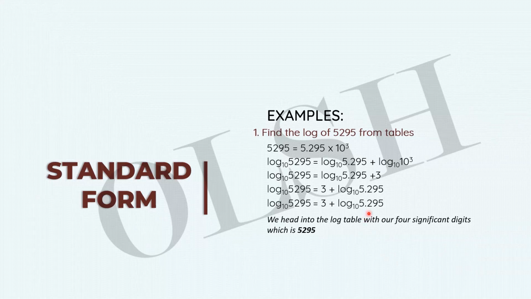So we head now to our log tables with our significant digits. Our significant digit is 5295. We can see that it's actually the same thing as what we have here. So we didn't need to go through all these steps, but anybody who wants to do this step can do it. But from here, we could easily just pick our 3 as our characteristic and then take up our significant digits and move to the logarithm table.